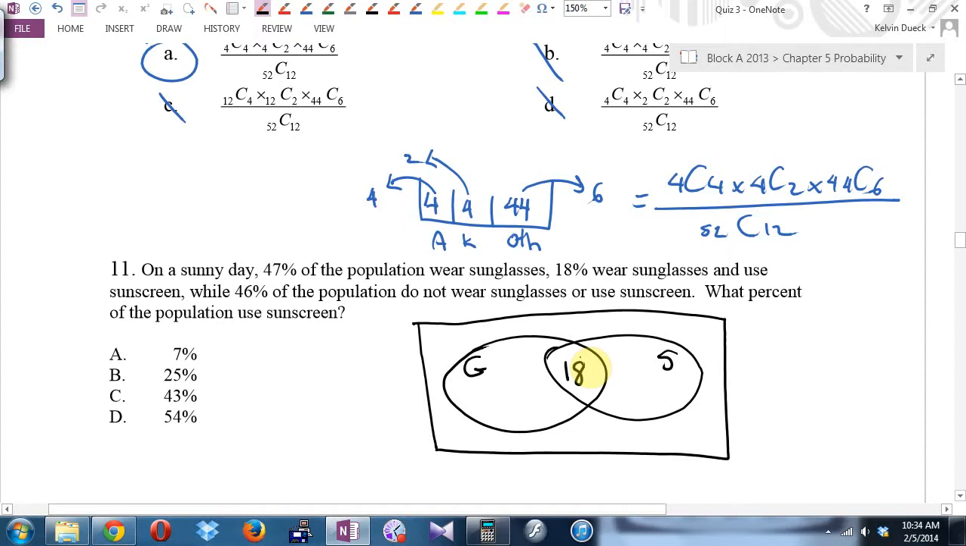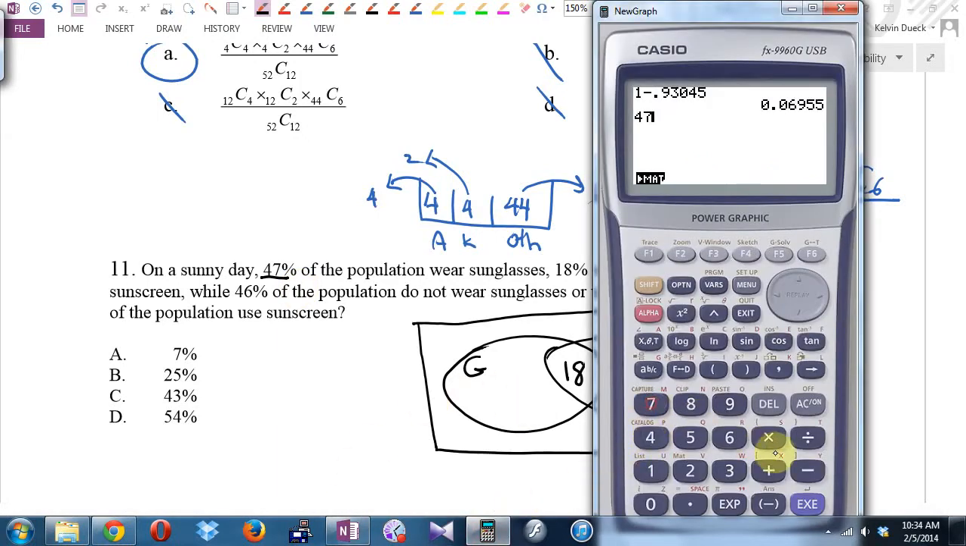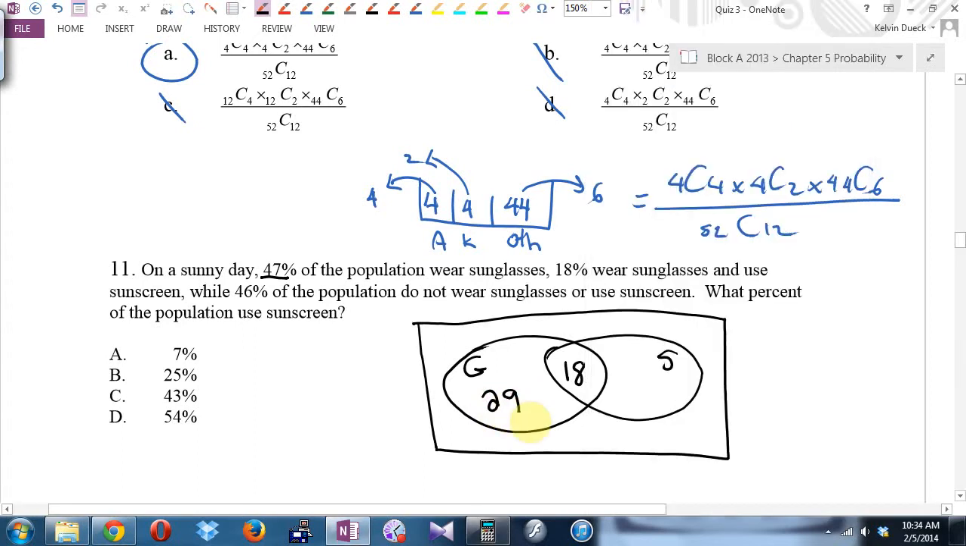What's in the middle there? So I've already got 18 in each. Now it says 47% wear sunglasses. I've already got 18% in the sunglasses circle. So what's going to go right here? Whatever 47 take away 18 is, 29 is going to go right there.